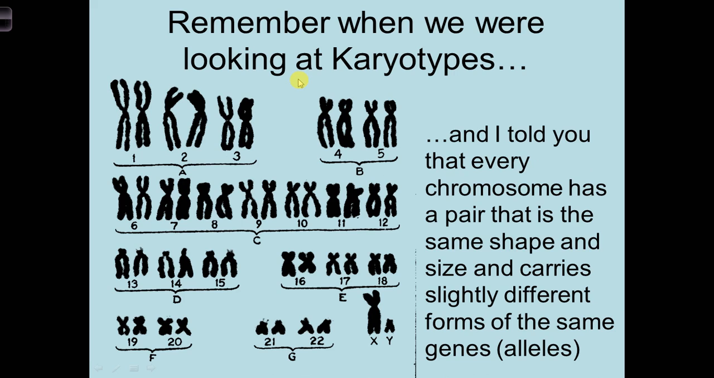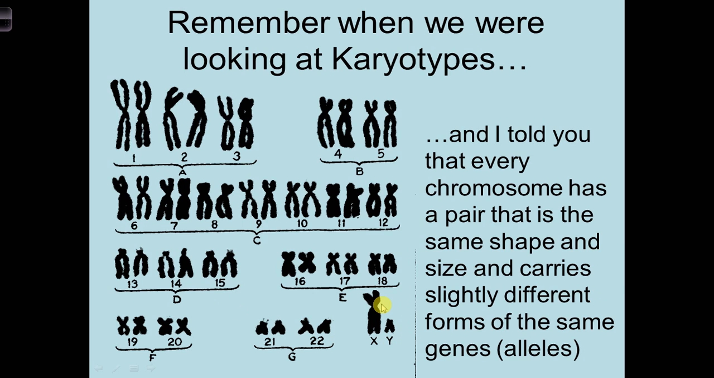So, you remember we looked at karyotypes. I think in the last tutorial we looked at karyotypes, and I told you that every chromosome has a partner. There's a pair that is the same shape and size and carries a slightly different form of the same genes, an allele. So these pairs here are our homologous chromosomes that carry the alleles, slightly different versions of the same gene. However, I did lie to you a little bit.